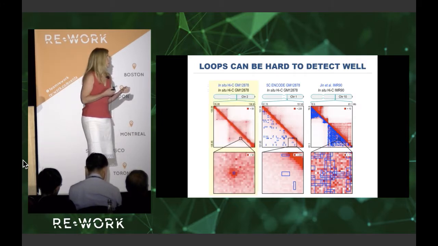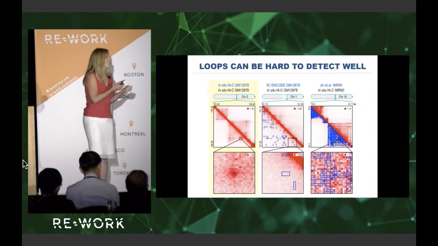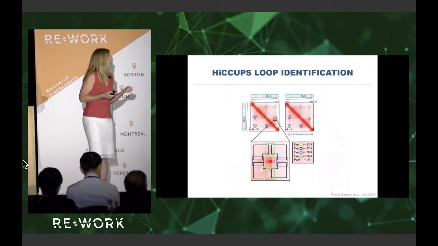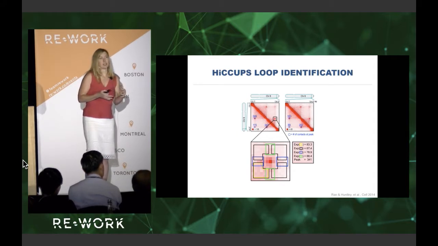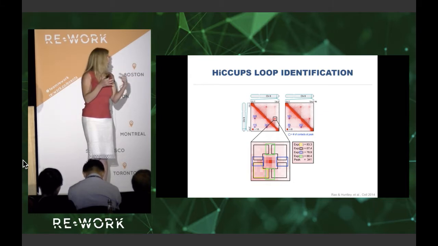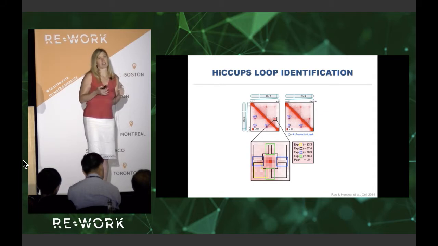So we were able to find areas of enriched contact, more focal loops. The algorithm that we used to do this was called HiCCUPS, and it's basically like a filtering algorithm. It just goes across the whole area, looks in this window, sees all these filters, and makes sure that this area of enrichment is over any of the filtered areas.